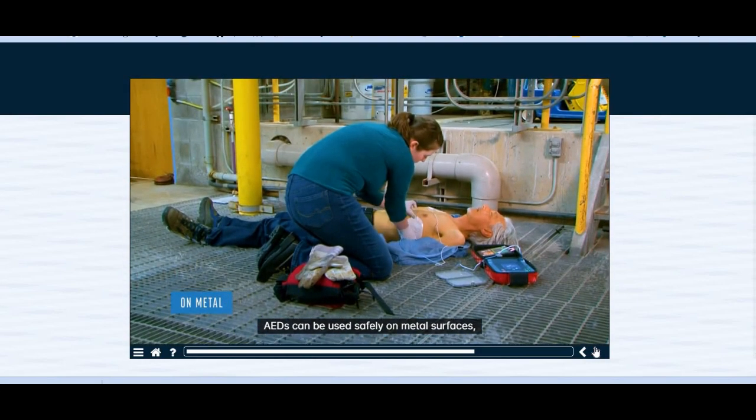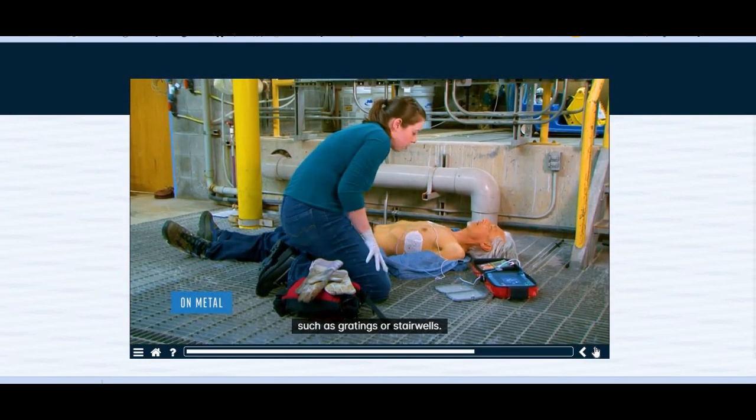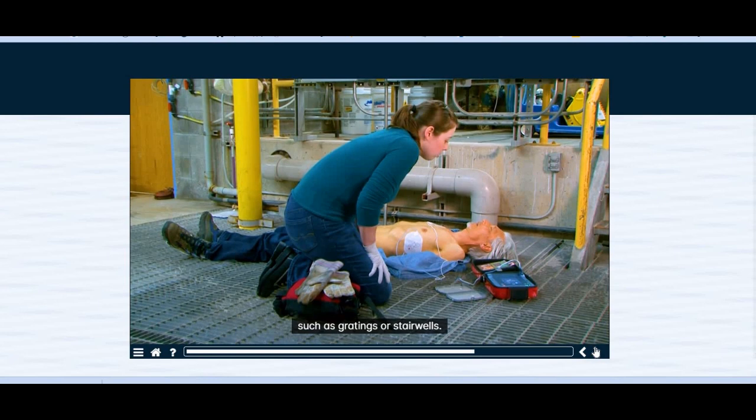AEDs can be used safely on metal surfaces, such as gratings or stairwells. Make sure the pads do not directly touch any metal surface when the AED is powered on.